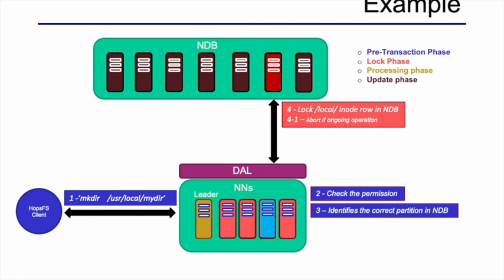Inode operations are path-based, and if they are not read-only operations, they only modify the last component of the path. If the lock has already been acquired, it means that there is an ongoing transaction taking place. Thus, the transaction will abort. Since the inodes are represented as rows in the tables, HopsFS uses row-level locking to lock the inode row needed for the transaction in the table.